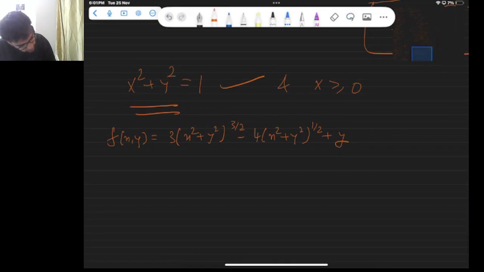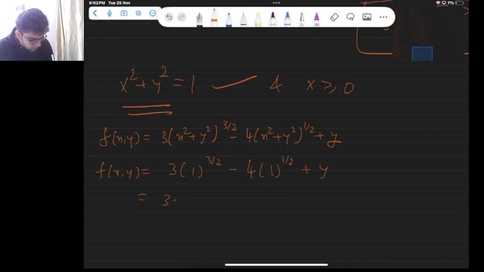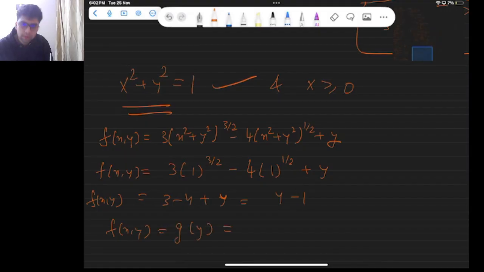So now I can just substitute this expression, x square plus y square equal to 1. I'll be left with 1 to the power 3 by 2 minus 4 into 1 to the power 1 by 2 plus y. So I'll be left with 3 minus 4 plus y, which will be y minus 1. So f of x comma y will be y minus 1, and f of x comma y has turned into a single variable function, so I can write it as g of y, which is y minus 1.